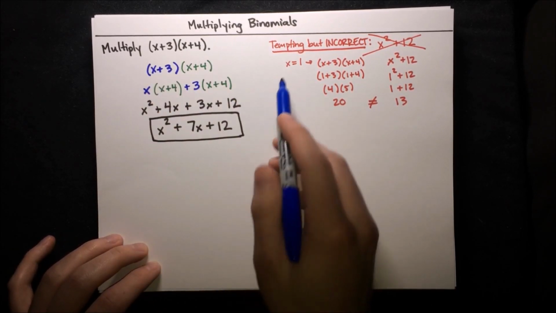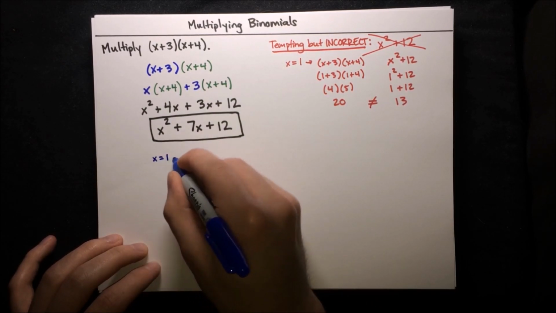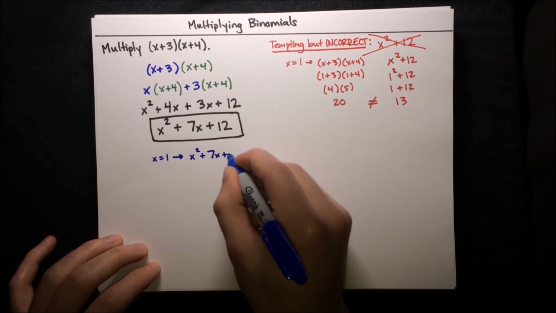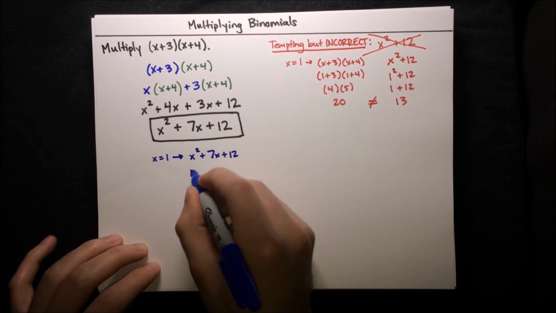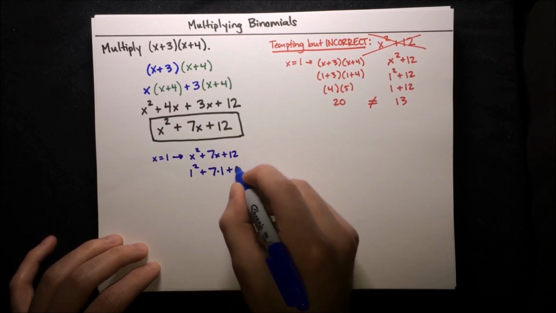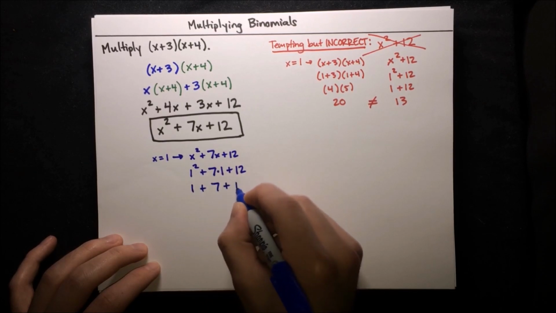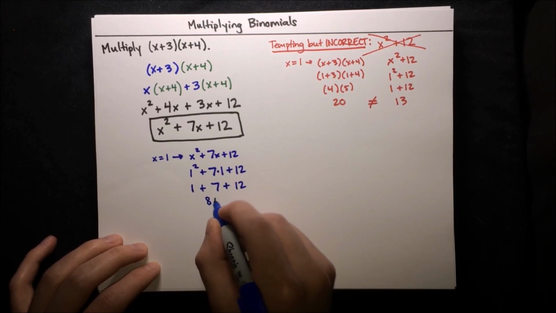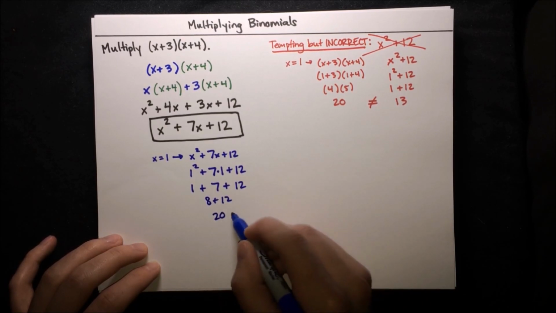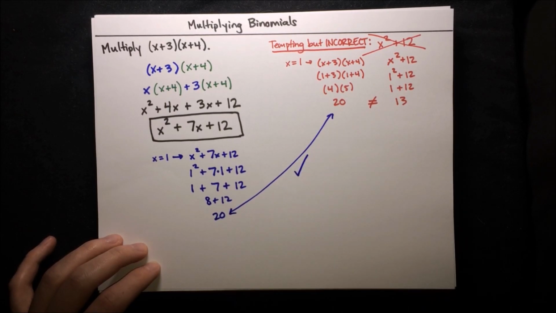We can even check it with x equals 1 just to make sure. When x equals 1, then x squared plus 7x plus 12 becomes 1 squared plus 7 times 1 plus 12, which becomes 1 plus 7 plus 12, so 8 plus 12, which is 20. And there we go. These match up nicely, so that works out.